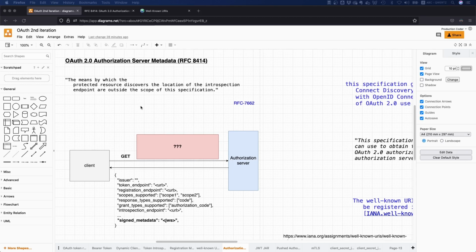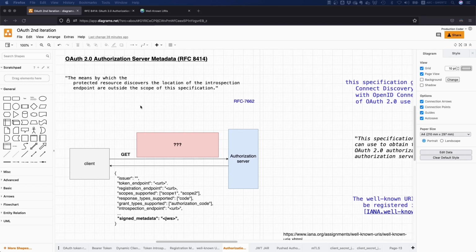And the question is, well, how do you know that? And the answer is very simple. The answer is RFC 8414, which is the authorization server metadata. And it's actually very simple.